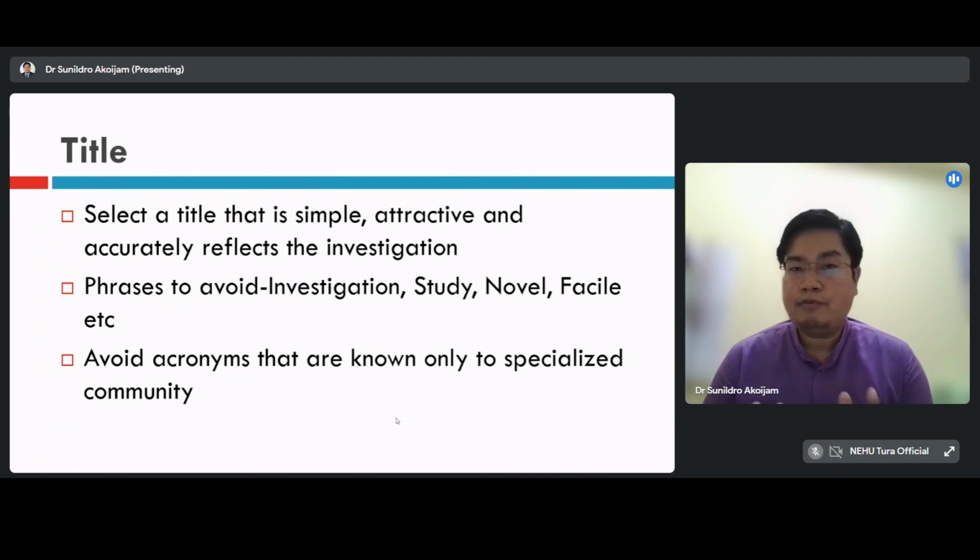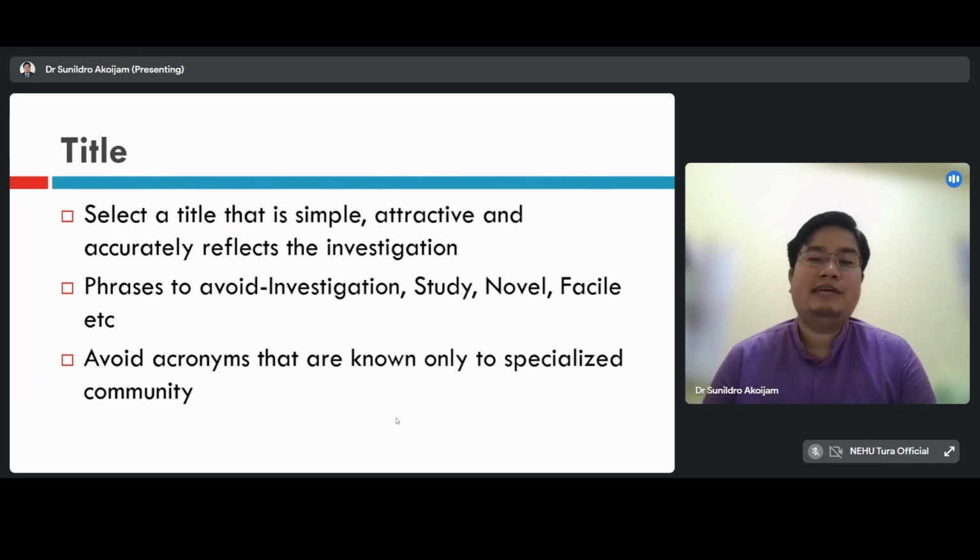Some of the phrases that you should avoid while framing the title are investigation, study, novel, facade. These are terms which you normally should avoid, because when you submit your paper to some of the premier journals, they take care of all these things. So you better avoid these words, because these are things that are normally presumed, or implied, while conducting a research.